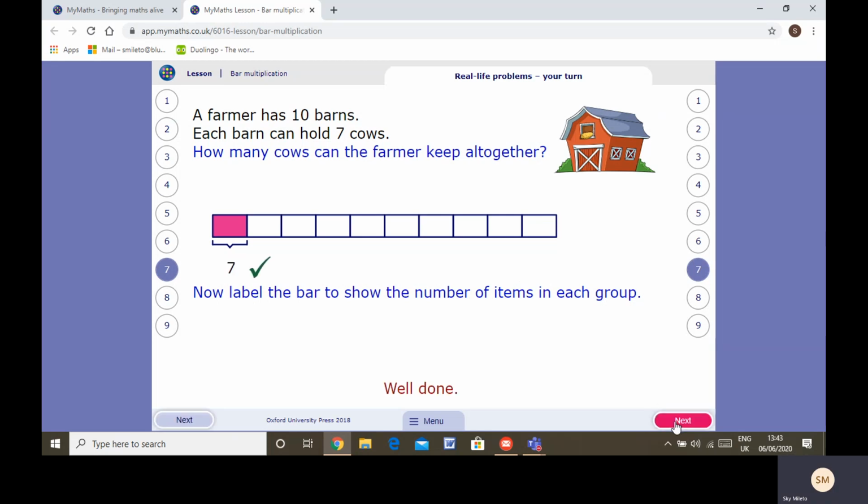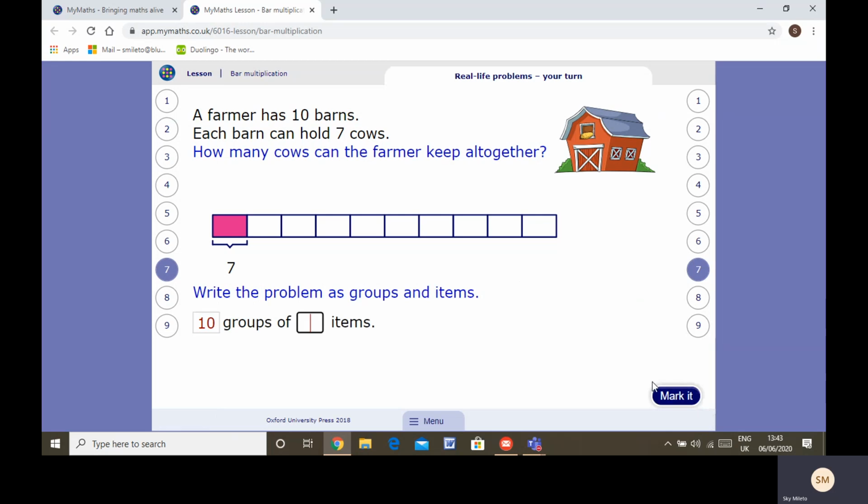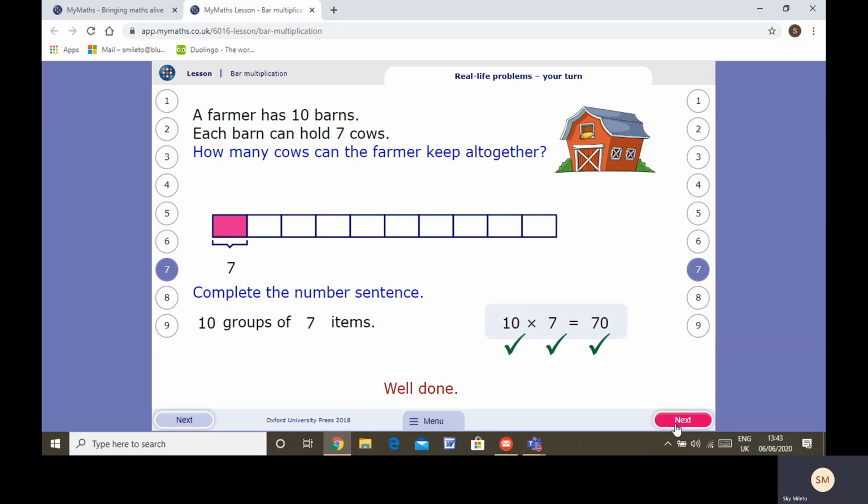So we do 10 groups of 7 items, which would be 10 times 7, and we all know that equals 70. Very easy. 70 cows. It's a lot of cows. We can put it into our bar model at the top.